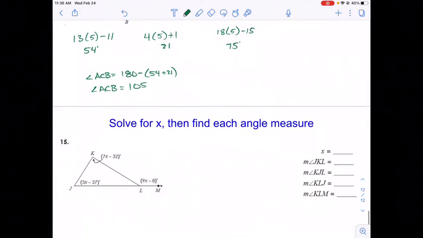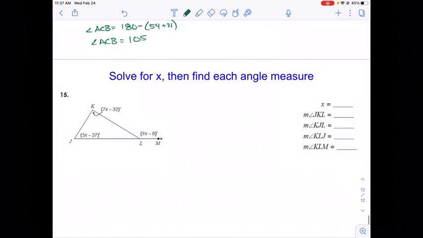And then the last one's going to be similar to it. Okay, we have an exterior angle here. So we're going to have 9x minus 8 equal to 5x minus 27 plus 7x minus 32. 9x minus 8 equal to 12x. This is going to give us a negative, what, 59?